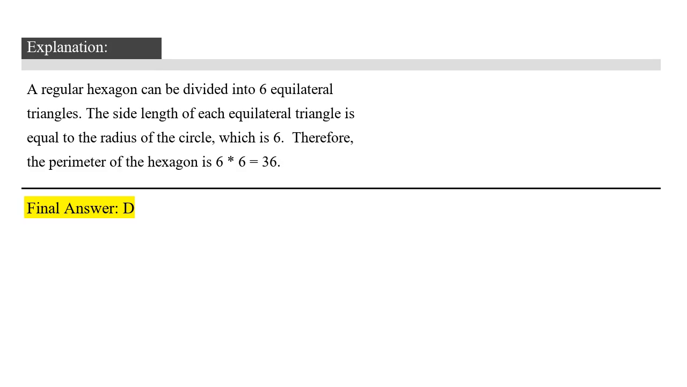The diagonal of the square is a diameter of the circle. The side length of each equilateral triangle is equal to the radius of the circle, which is 6. Therefore, the perimeter of the hexagon is 6 times 6 equals 36.